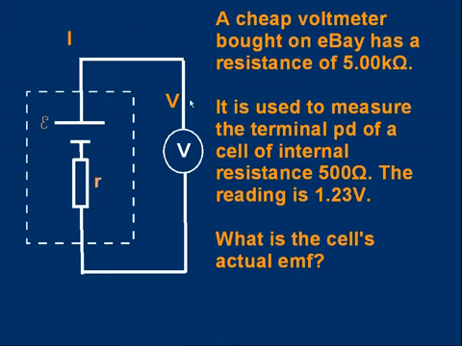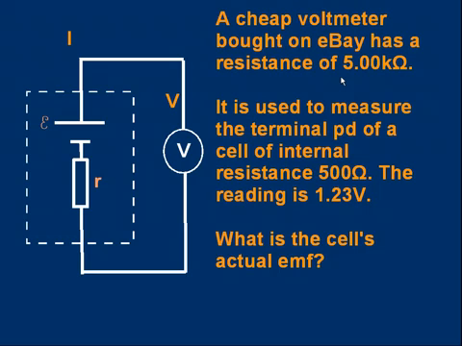A final problem. Let's suppose we buy a cheap voltmeter on eBay. Well, it doesn't have to be eBay, so apologies to eBay there, no implication. But we've got a cheap old-fashioned voltmeter, and its resistance is quite low. It's only 5 kiloohms, 5,000 ohms.